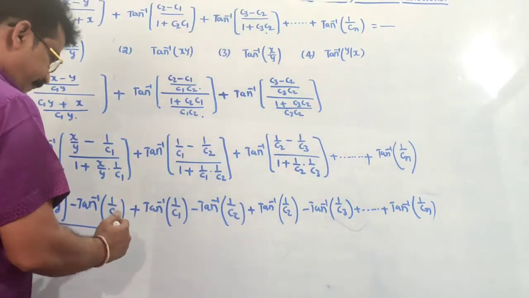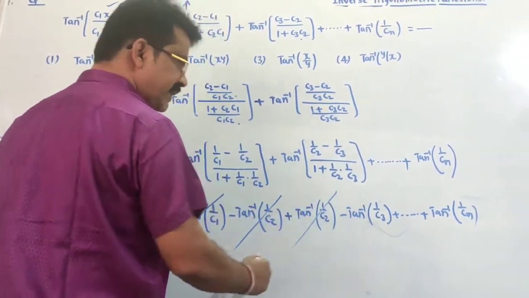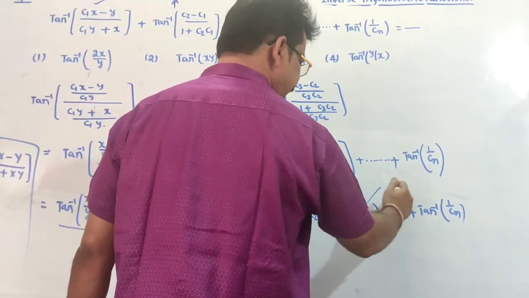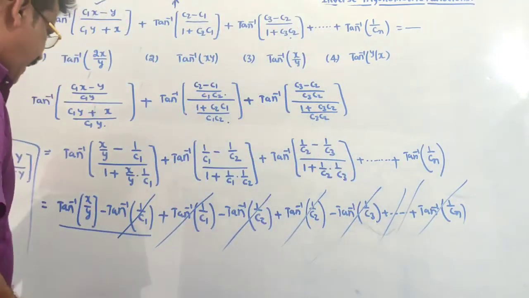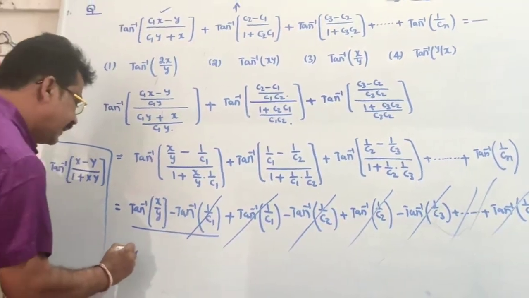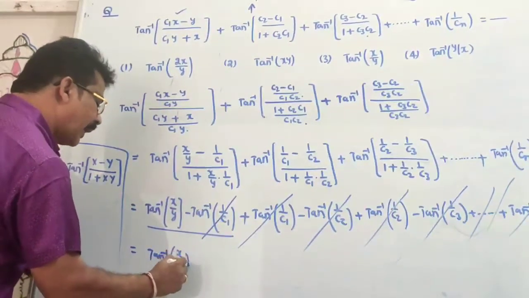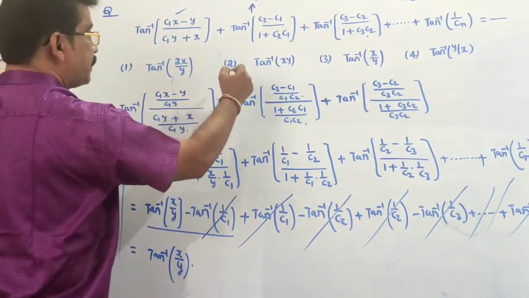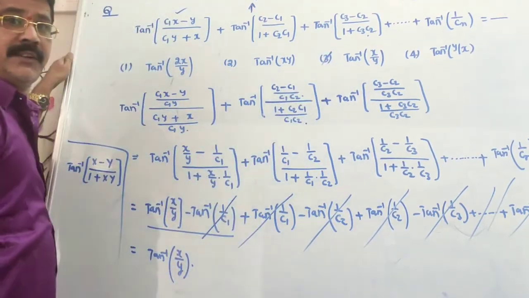So observe: 1 by C1, 1 by C1, 1 by C2, 1 by C2, 1 by C3, 1 by C3. In the same sense, all will be cancelled, and it remains only tan inverse of x by y. Hence, the option tan inverse of x by y is right. Hence the problem.